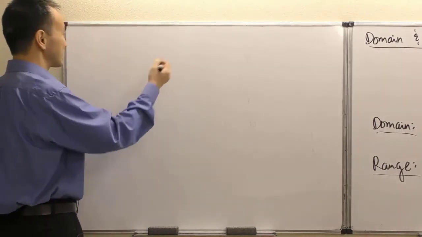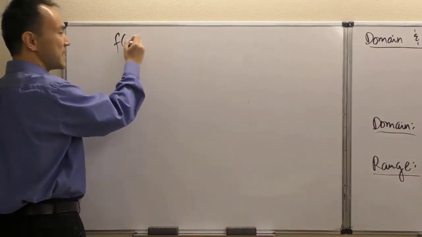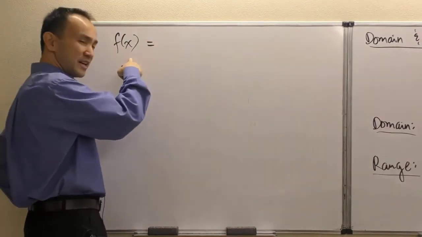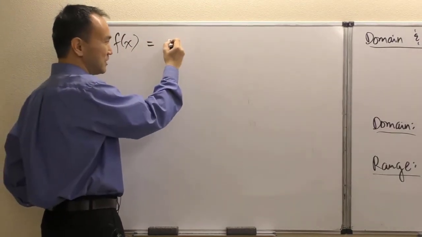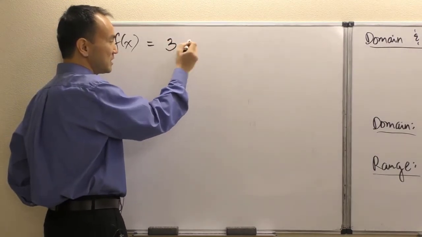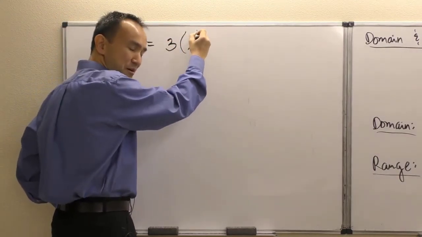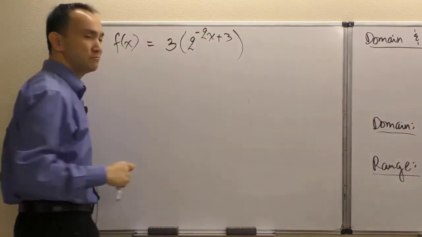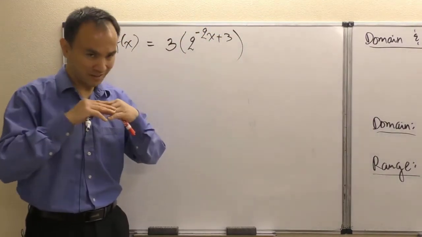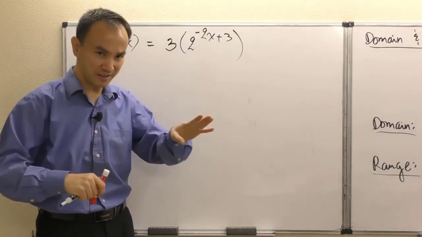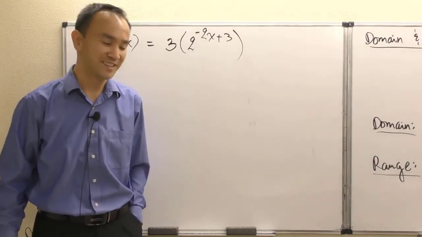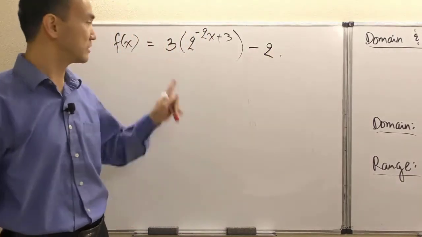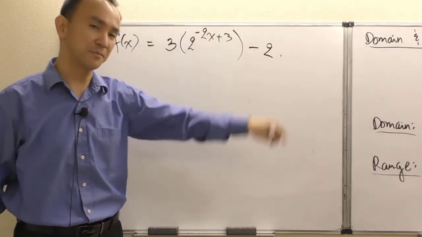So let's think about this function, and this is what I meant by a general exponential function. f of x equals, how about, 3 times 2 to the minus 2x plus 3, and then minus 2. I'm teaching and at the same time coming up with a creative example on my own. These numbers came out completely random from my mind.